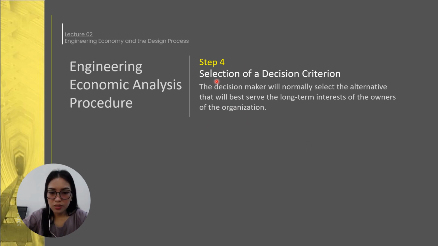Step 4 is selection of the decision criterion. The selection of this decision criterion incorporates Principle 5, which is consider all relevant criteria. The decision maker will normally select the alternative that will best serve long-term interests of the owners of the organization. It is also true that the economic decision criterion should reflect a consistent and proper viewpoint. That's Principle 3, to be maintained throughout an engineering economy study.